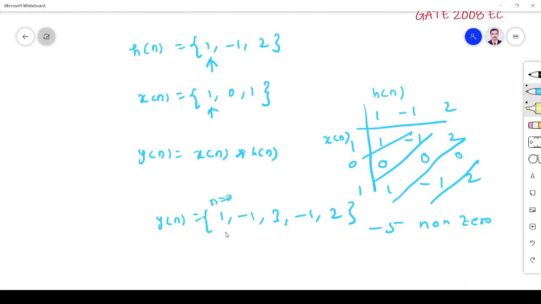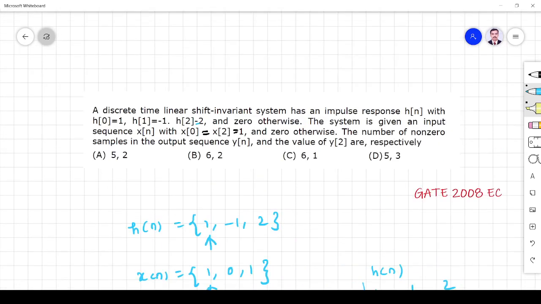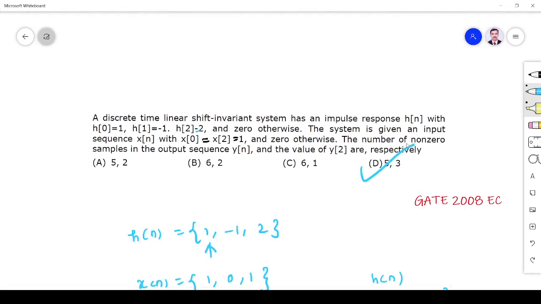This is n equals 0 starting, then n equals 1, n equals 2. So y of 2 is 3. So there are 5 non-zero samples and y of 2 is 3. So option D is the right answer. Thank you.